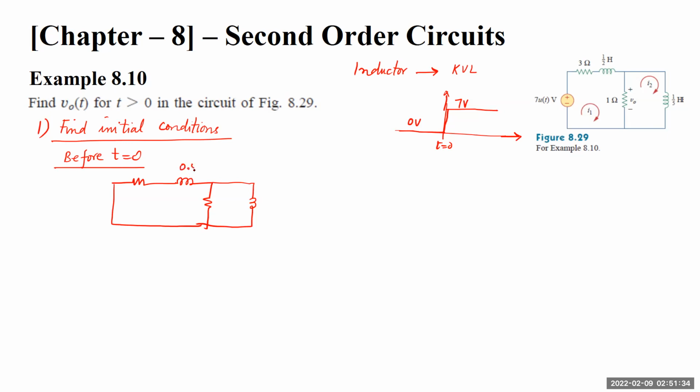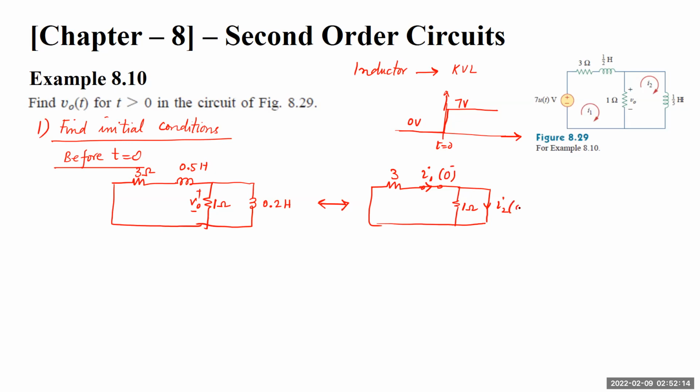This is 0.5 Henry. This is 0.2 Henry. This is 1 ohm, plus minus V naught, which we have to calculate here. And this is 3 ohm. So the circuit is like this, and it is in this state for infinite time. So we can assume that the inductors will be completely magnetized, and the overall circuit will be something like this. This is 3, this is I1, this is I2, this is 1 ohm.